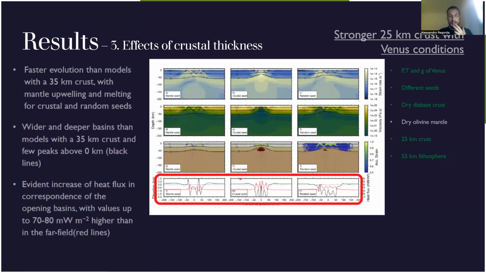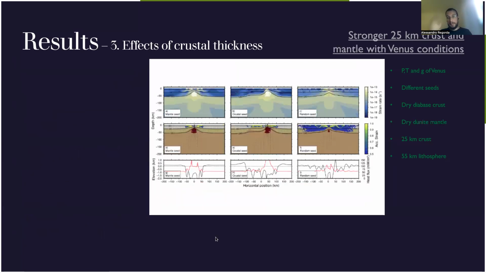Another difference is in the topography, in particular for these two models. We can see that there are wider and deeper basins with respect to models with a thicker crust. And there is no high peak in the middle of the basin, some sort of it here, but it's different from what we observed before. And in correspondence of these basins, there is an increase of the heat fluxes, this is the red line, of about 70 to 80 milliwatt per meter square. So the behavior of the heat fluxes is very different.